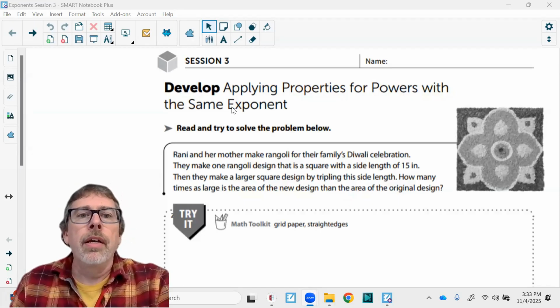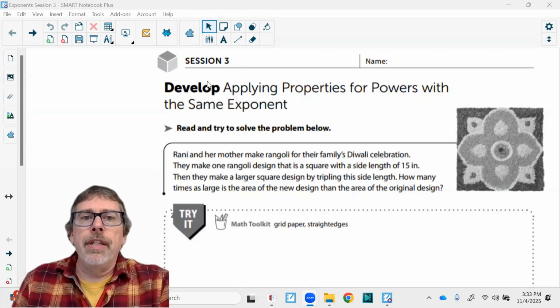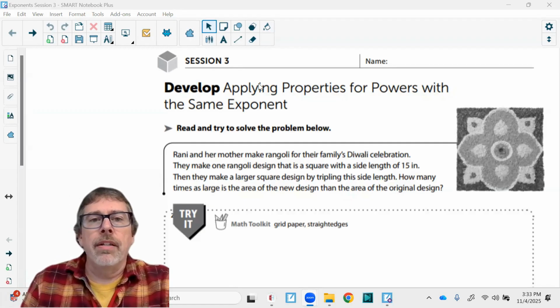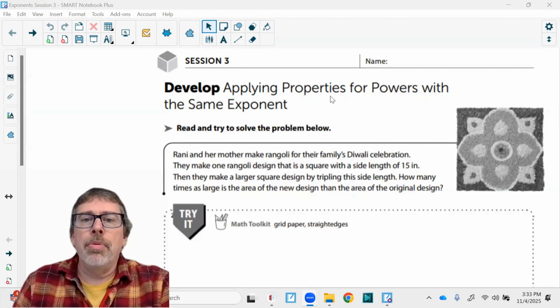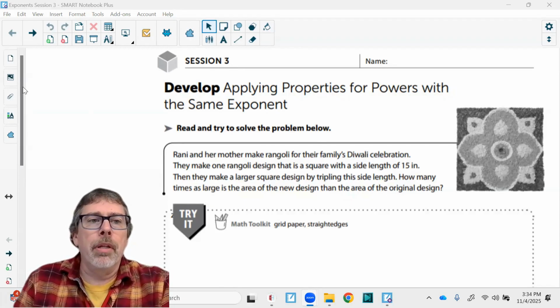This is session 3 of the student companion book. It's a supplement to the text, and it's all about exponents. So this is applying properties for powers with the same exponent. Read and try to solve the problem below.